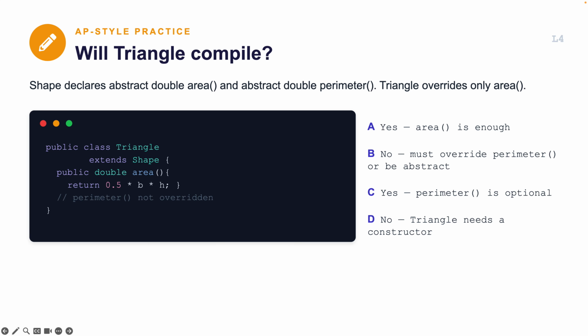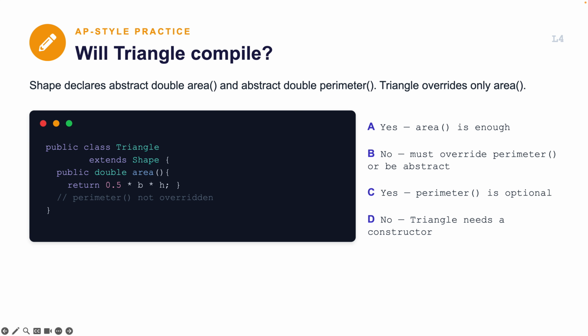All right, try this question, pause the video, and we'll be back. All right, will Triangle compile? A concrete subclass must override all inherited abstract methods. Triangle overrides area, but leaves perimeter abstract. So as written, it does not compile.